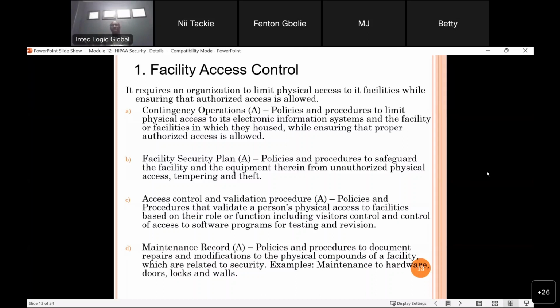There need to be maintenance records. Maybe somebody just called you. "I'm calling from AT&T. I've been called to come and do services on your network or your server." HIPAA requires that when they come, they should log in. You keep records on them, right?